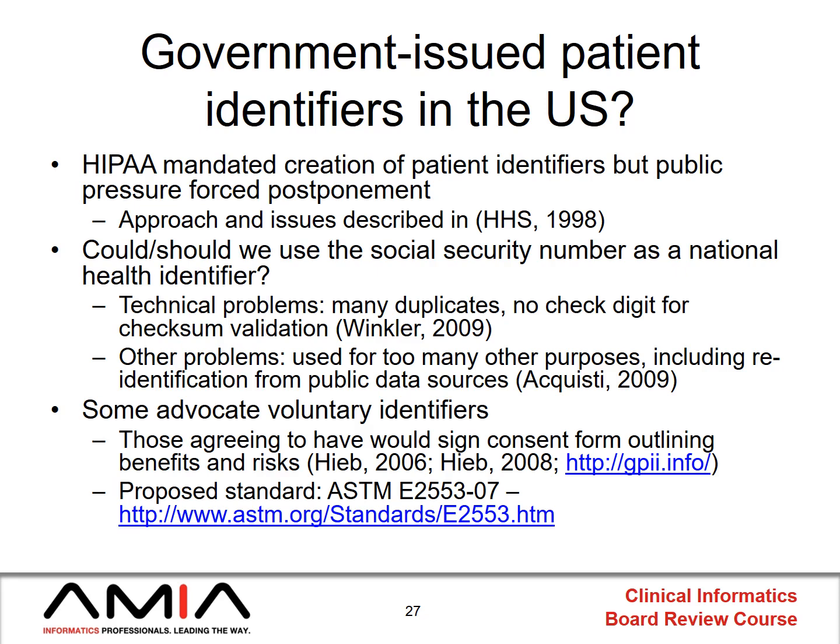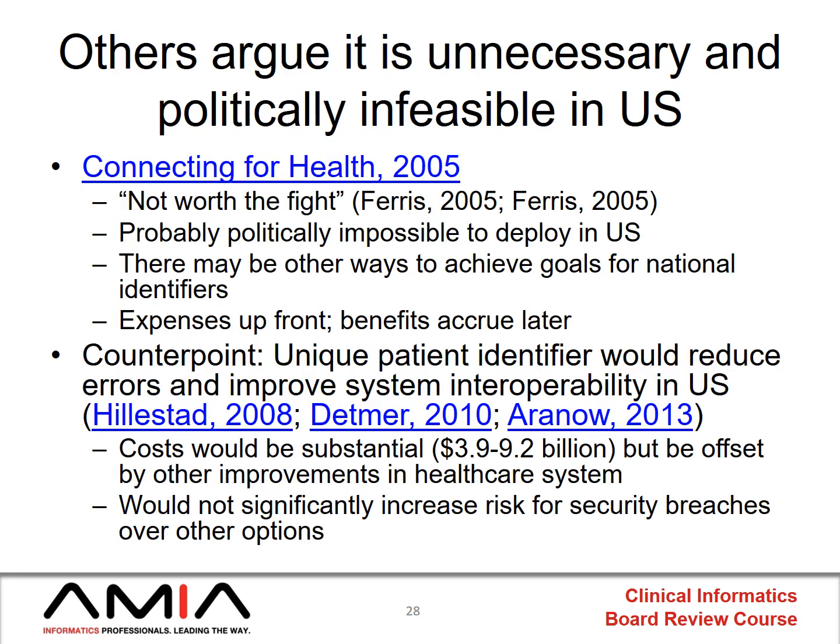Some have argued we should have a voluntary approach. This has really never caught on, but there has been the development of a standard for this approach. Many argue that a national health identifier in the U.S. is not only unnecessary, but also politically infeasible, especially given the high level of distrust of the federal government. The Connecting for Health report outlined a potential approach, but others concluded that it was not worth the political fight to fight for a national health identifier.